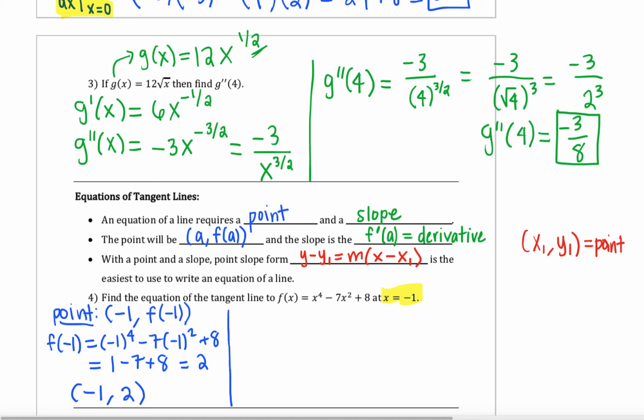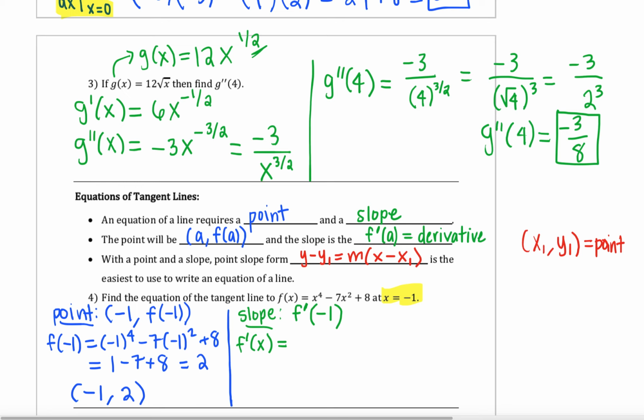We can already start to think about filling in that point-slope form now that we have that x and y value. But let's find our slope so that we can get the whole equation at once. Our slope again is going to come from our derivative at this x value, so f prime at negative 1. To find that, we ultimately need a general derivative first. So I'm going to start by finding f prime of x. Why don't you use the power rule and find our derivative on your own first?